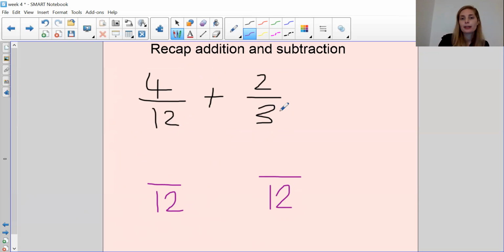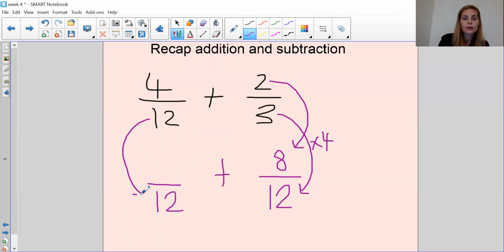Now I need to make an equivalent fraction because I have changed this 3 and I have made it into 12ths. So what have I done to the 3 to get 12? I have multiplied it by 4. So whatever I do to the one number, I need to do to the other number. So I need to now multiply the 2 by 4, which is going to be 8. Bring down the plus sign so that I know that I'm adding and not subtracting.